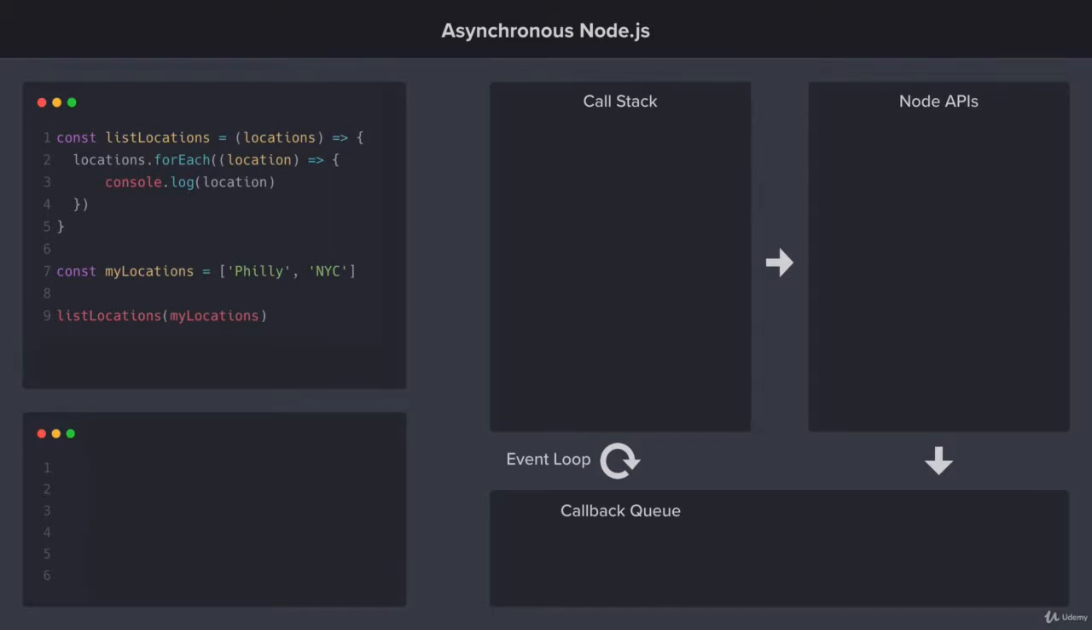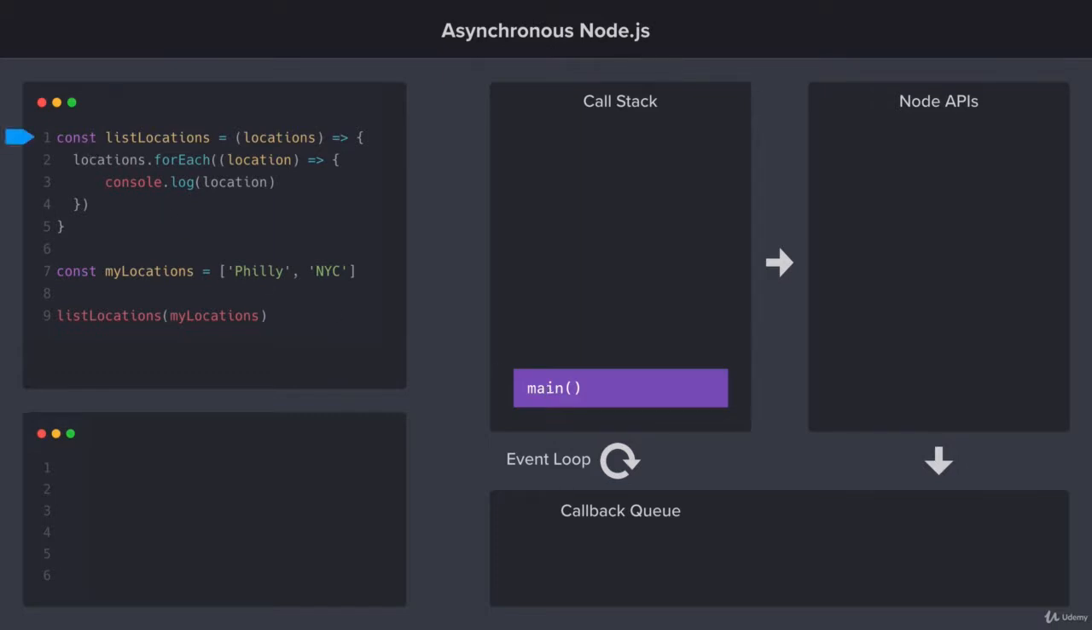If we take a brief look at the script, I can see I define a list locations function. It takes in an array, and for each location, it loops through it, printing it to the console. Down below, I define the locations and I pass them into the function. Let's see exactly how things would run should we run this script. So once again, the first thing that happens is the main function gets pushed onto the call stack that allows the script to start executing.